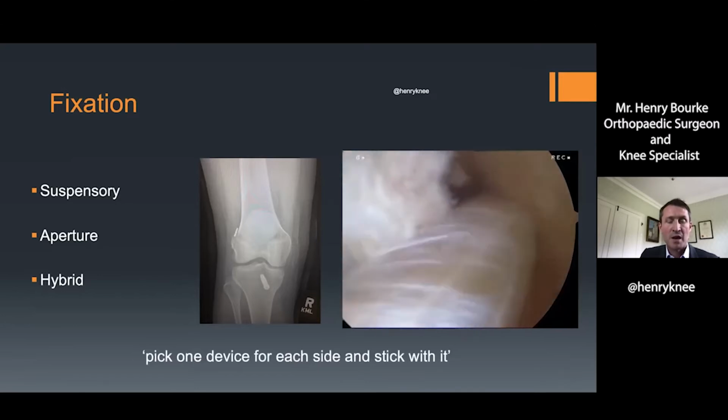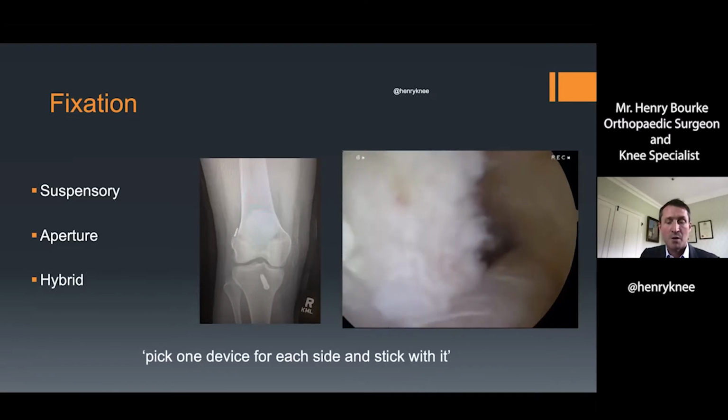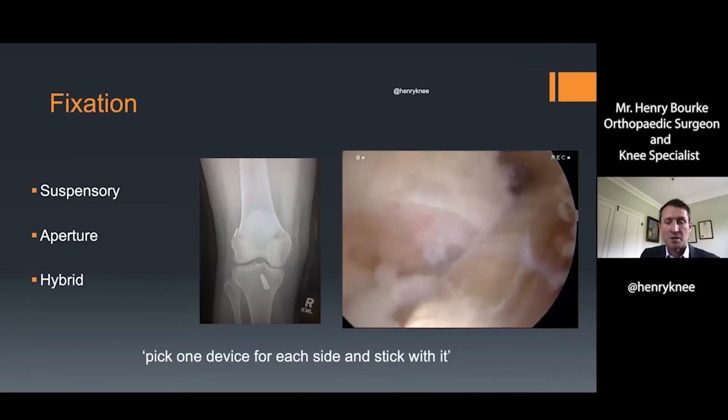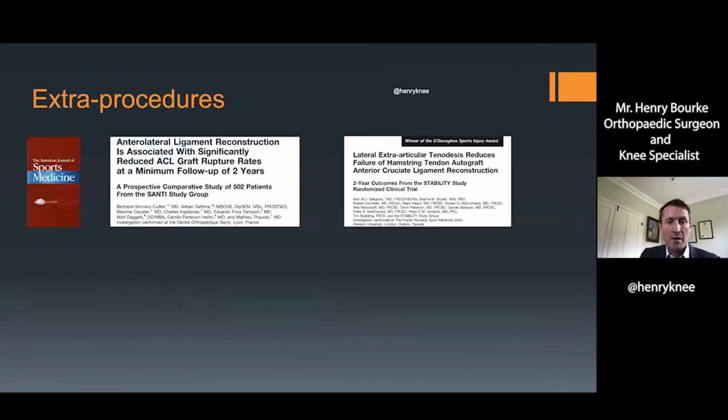My advice to training surgeons is pick one device for each side and stick with it. Changing techniques, changing devices invariably will lead to more errors.